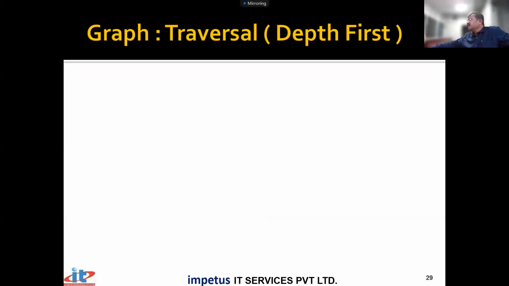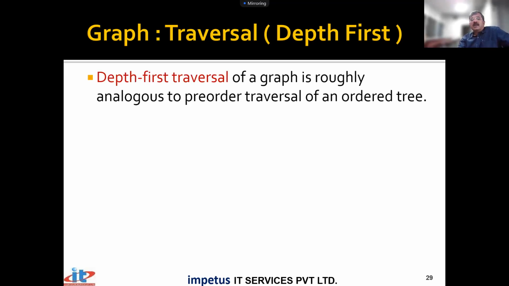Let's look at the first one, that is DFS. Okay, depth first search, DFS. Its traversal for a graph is roughly analogous to pre-order traversal of an ordered tree. So if you have done the concept of trees, the implementation of the concept of pre-order traversal is the same thing over here. So pre-order traversal of a tree and a graph is one and the same.